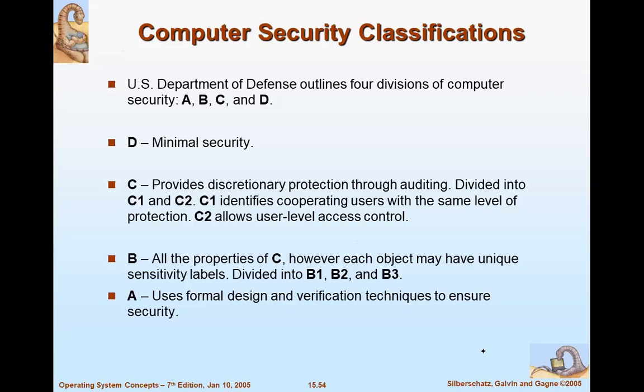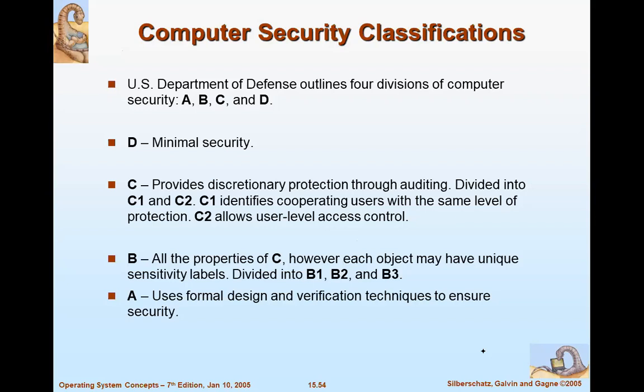All the properties are from C, however, each object may have unique sensitivity levels as well. And that's why it is divided into B1, B2, B3. So look at this based on the sensitivity mechanism, as I told you on the whiteboard, that you can divide your data into multiple portions. What are the most secret information, what are the less, then less, and you can categorize them like this. So that's why they also divided into B1, B2, and B3.